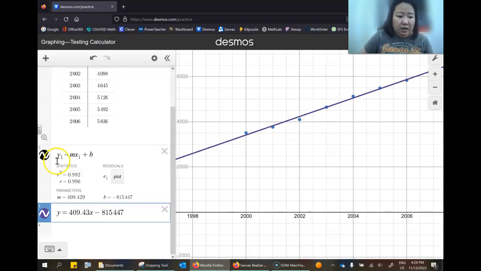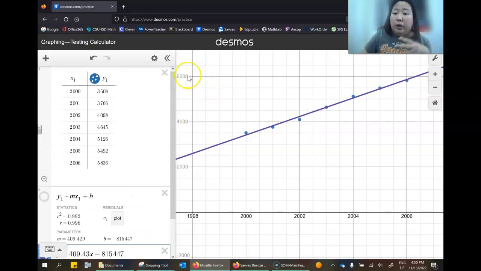And you will see, okay, let me just change the color of this one here. So I can have it as red. Okay, so if I deactivate that, that's the line. That is the line of best fit. If I deactivate that and I activate the equation based on these parameters here, that's the value of your m, that's your slope, and that is your y-intercept. So the equation of the line of best fit will be y is equal to 409.43x minus 815,447. So that is how you can use your graphing calculator to create an equation.